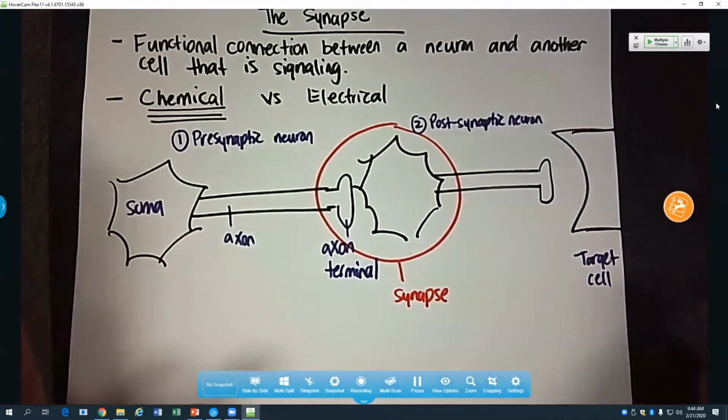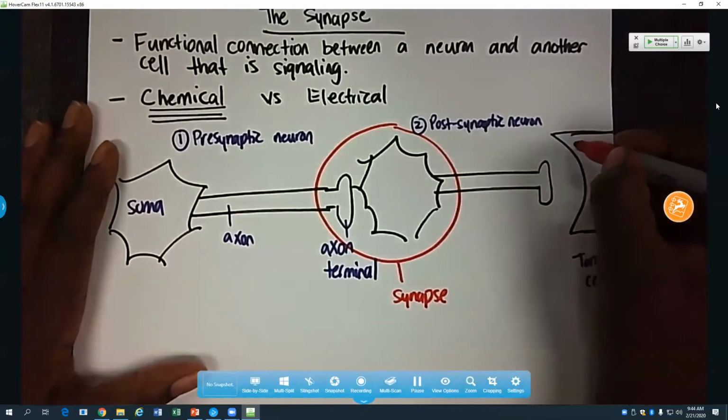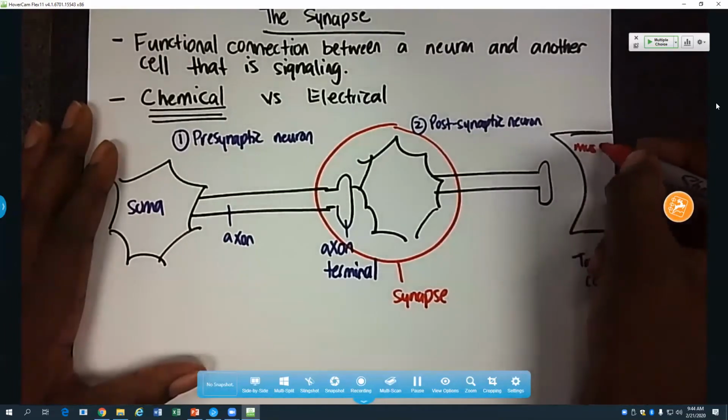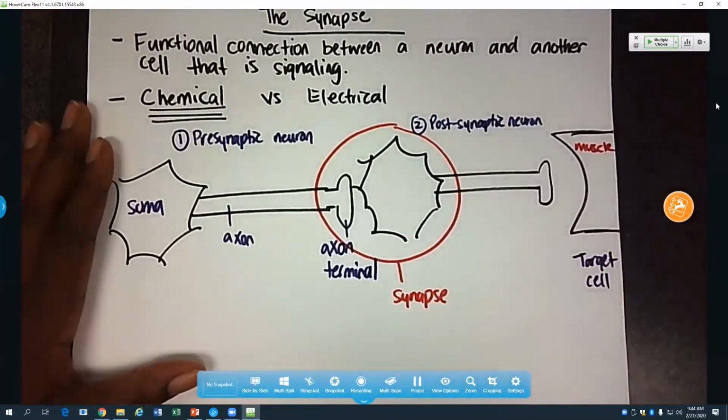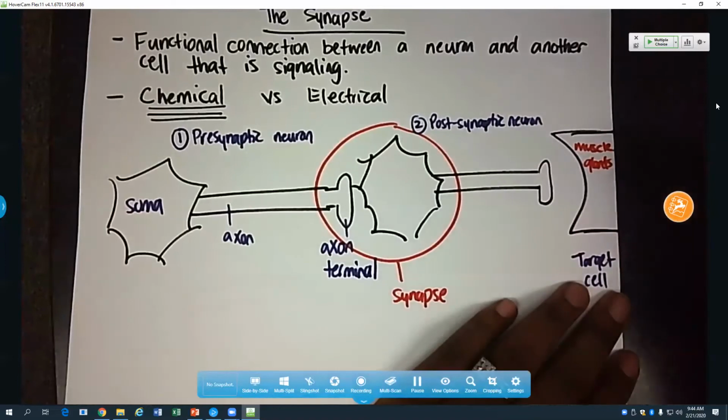We can also talk about what types of tissues are here as these target cells. This is going to be muscle. We'll talk about what kinds of muscle, but any type of excitable muscular tissue. Glands is another example here. And then we can talk about adipose tissue as well.